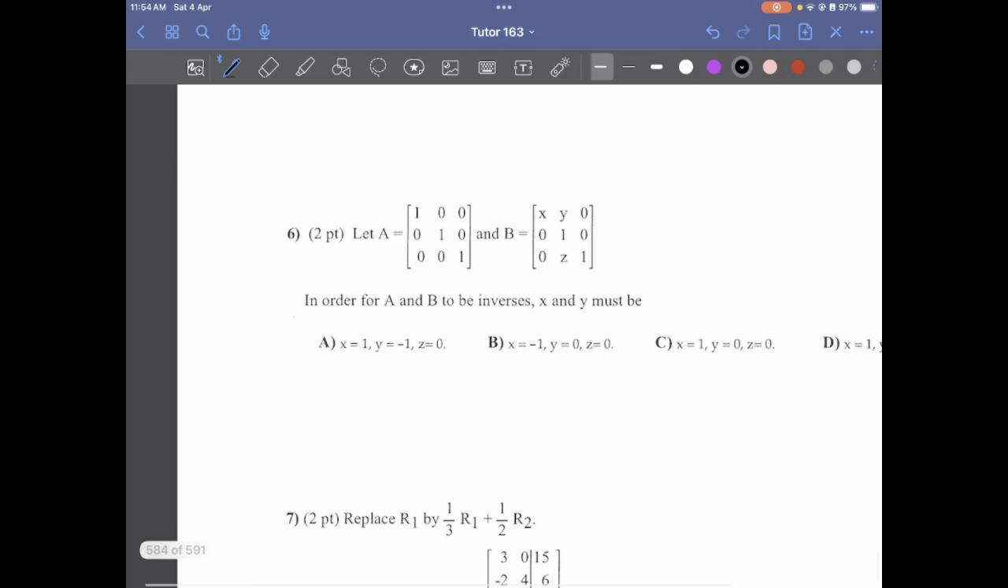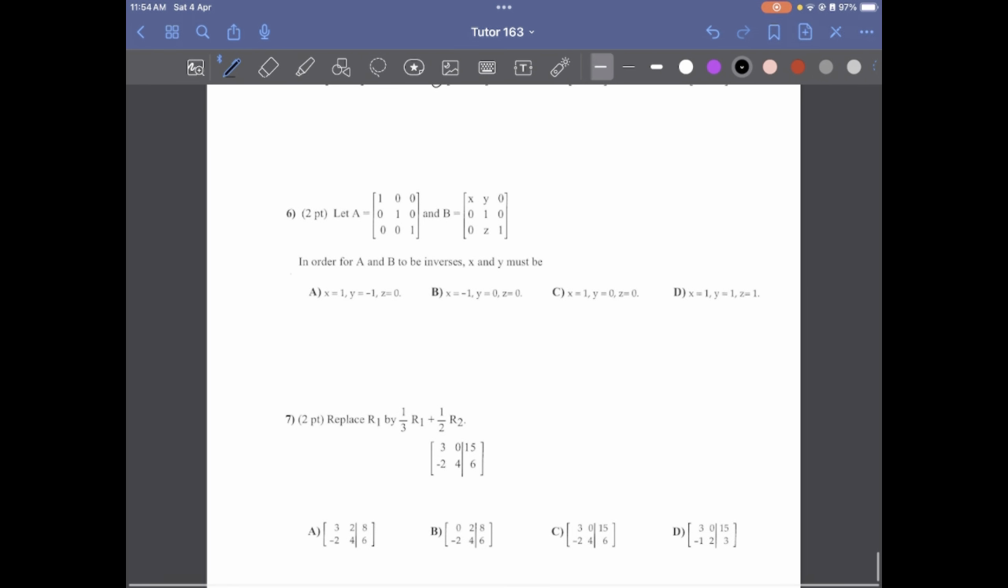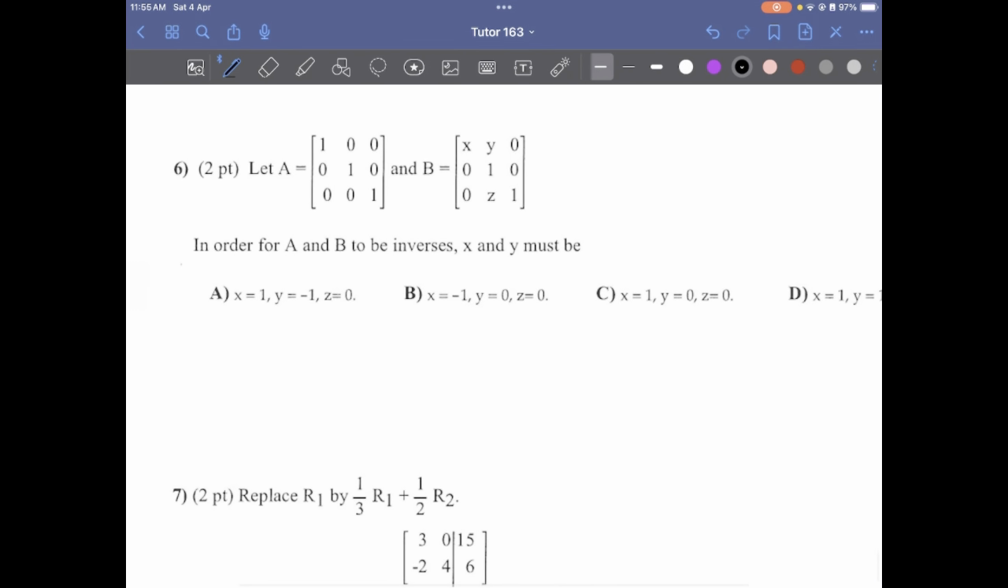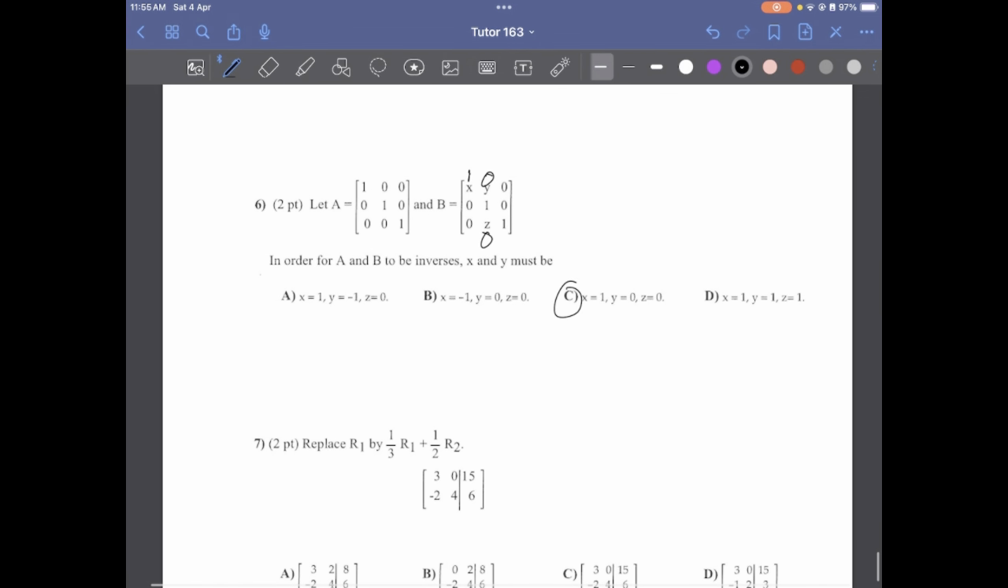Okay. Number 6, let A equal this and B equal this. In order for A and B to be inverses, X must be equal to 1, Y must be equal to 0, and Z must be equal to 0. So that would be C.